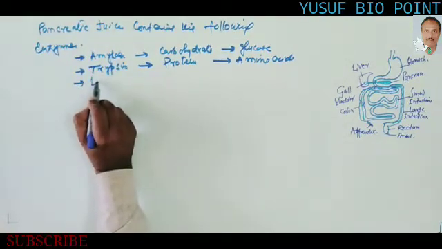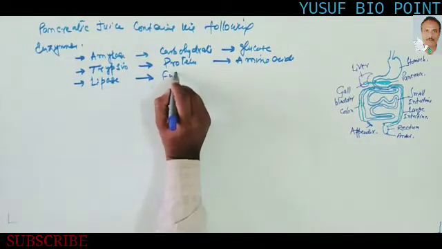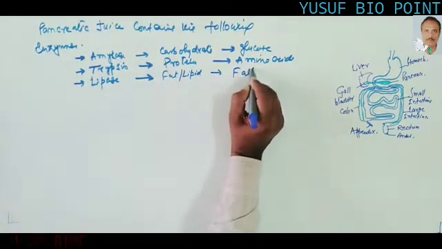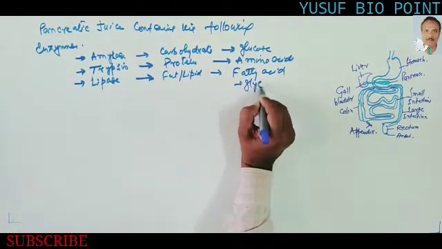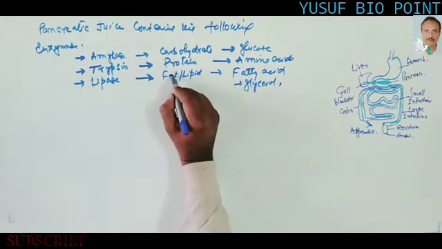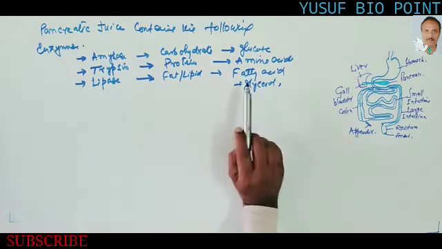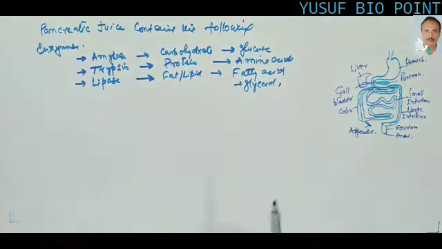And lipase digests the fat or lipid into fatty acid plus glycerol. In this way, the carbohydrates and proteins and fat are digested into these soluble compounds. These are insoluble, but when they are digested, they become soluble, because only the soluble food can be absorbed by the small intestine.